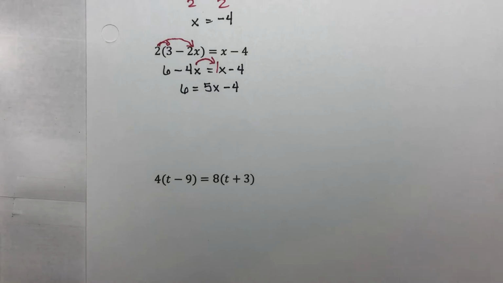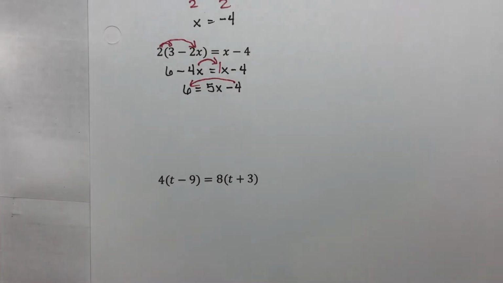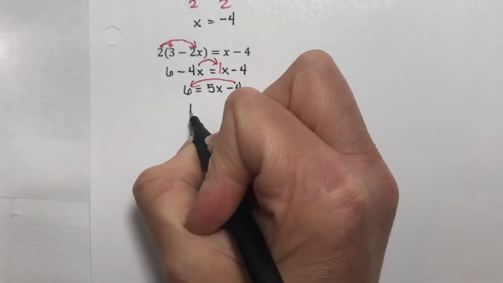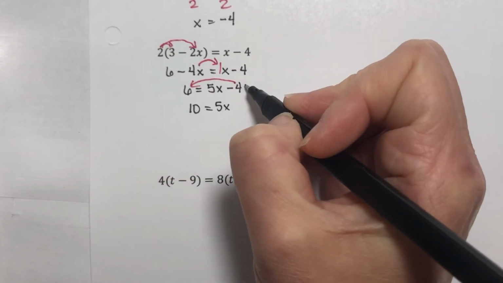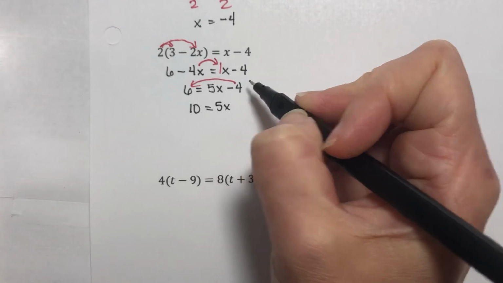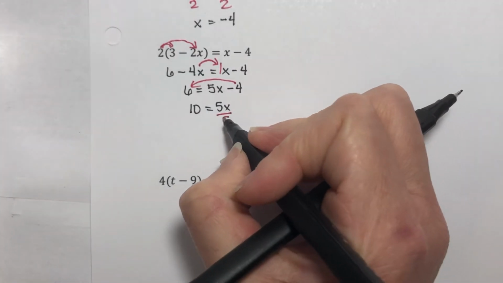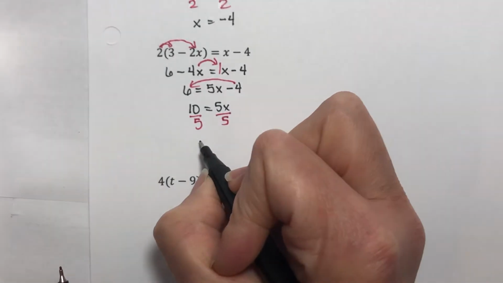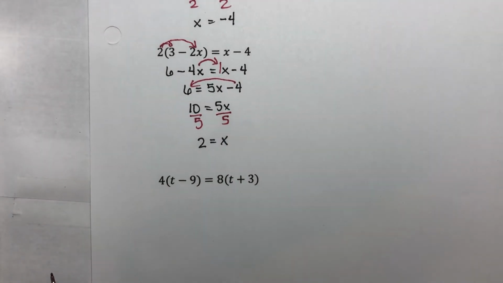Okay, now I want to get the 5x alone, so I need to move the 4 over to here, and I do that by adding 4 to both sides. 6 plus 4 would be 10 equals 5x, and then the negative 4 and positive 4 cancel out. Now I need to divide both sides by 5, and we get 2 is equal to x. So 2 should be my answer.